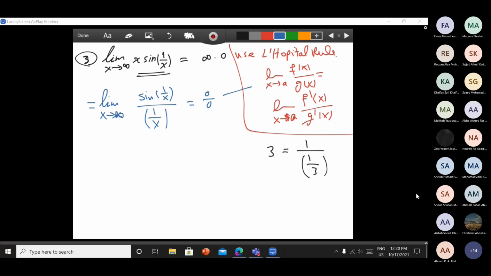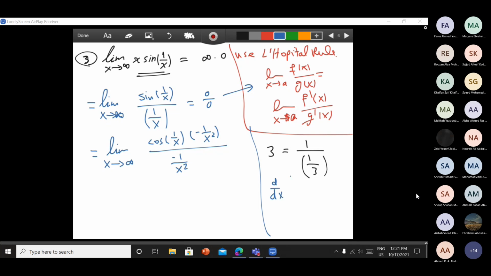Using L'Hopital, I will have the limit when x tends to infinity. What is the derivative of sine? Cosine 1 over x. And what is the derivative of the angle? Minus 1 over x squared. What is the derivative of 1 over x? Minus 1 over x squared. How can I differentiate d by dx of 1 over x? I can make it d by dx of x to the minus 1. This is the rule: I get the minus 1 down and subtract 1, so I will have minus 1 times x to the minus 2, which is minus 1 over x squared.